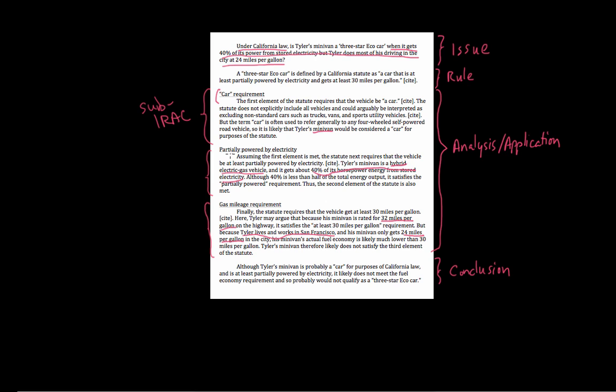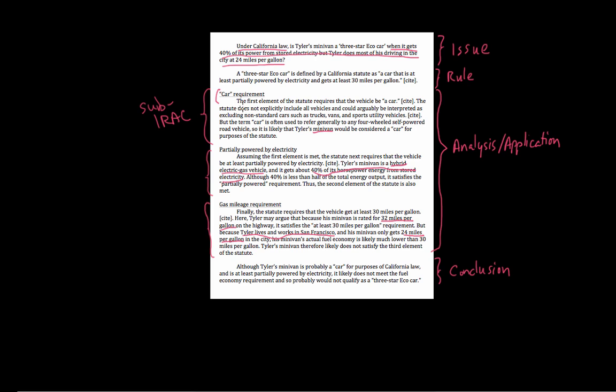This heading, partially powered by electricity, tells the reader that we are talking about the element of whether the vehicle is partially powered by electricity, and only that element. And finally, the gas mileage requirement heading tells the reader that we are talking about that element and only that element in this paragraph. And underneath the headings, between each element, we have a little transition to help the reader see how this paragraph that he or she is about to read fits in with the overall analysis.